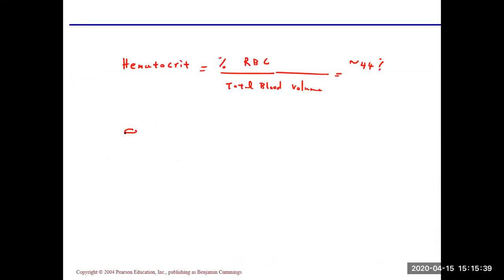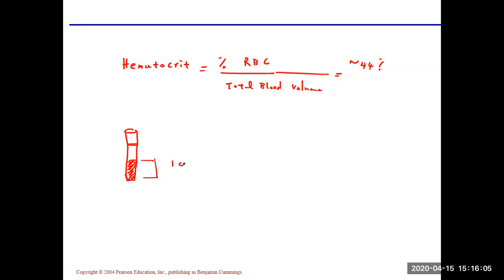Let's say that you had this vial, and let's say half of it was red blood cells and half of it was plasma. So you could literally measure from here to here.